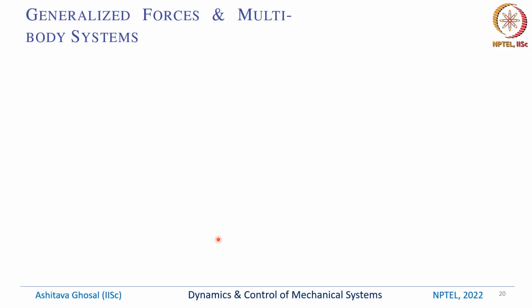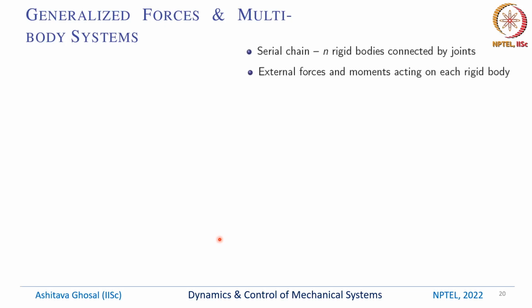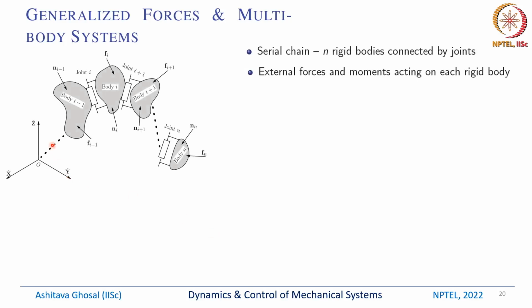Now let us look at generalized forces in multi-body systems. So what we have here is a serial chain with, let's say, 3 bodies shown here. Actually, n, the last body is n. So this is body i minus 1, body i plus 1. So these are n rigid bodies connected by joints. And then there are external forces and moments which are acting on these rigid bodies.